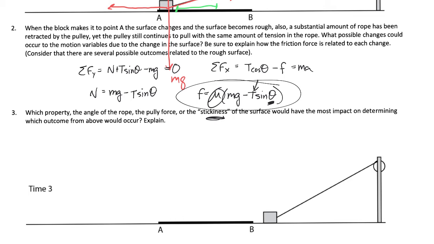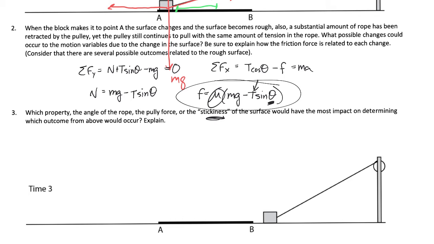So that would have the biggest impact. But I think you can make a reasonable argument without doing this that the other forces contribute. Probably the least impactive would be the tension. The most impactive would be the angle outside of the stickiness. But as long as you picked one of them and talked about it successfully, you would be fine. So here's what I would say.